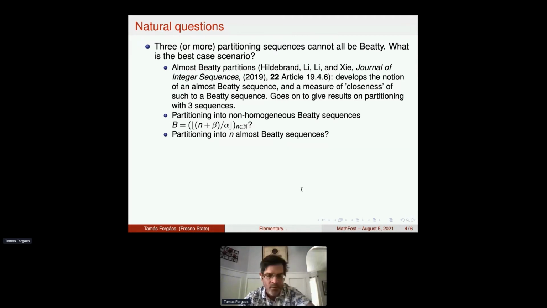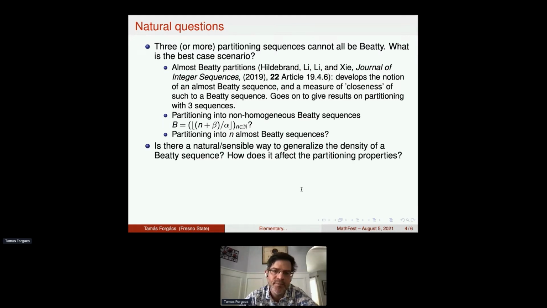4, 5, or n almost Betty sequences? And what are the related results for those types of partitions? Okay, now those last three bullet points actually appear at the end of that paper by Hildebrand et al. I had some students approach this question from a different angle, and actually that was before the Hildebrand paper came out. So it was lovely to see that this is a problem that's interesting to more than just me and some of my students.